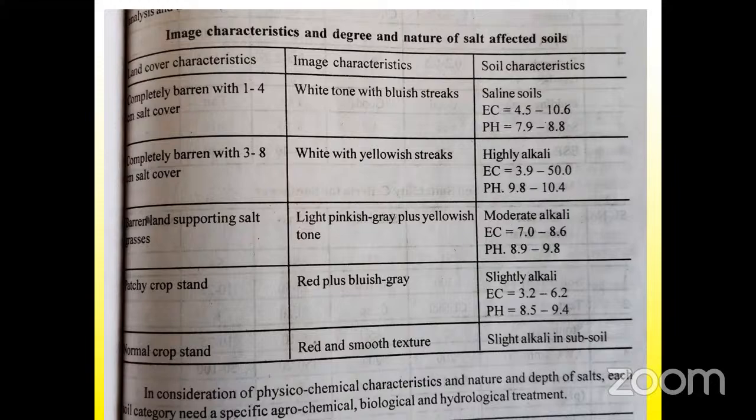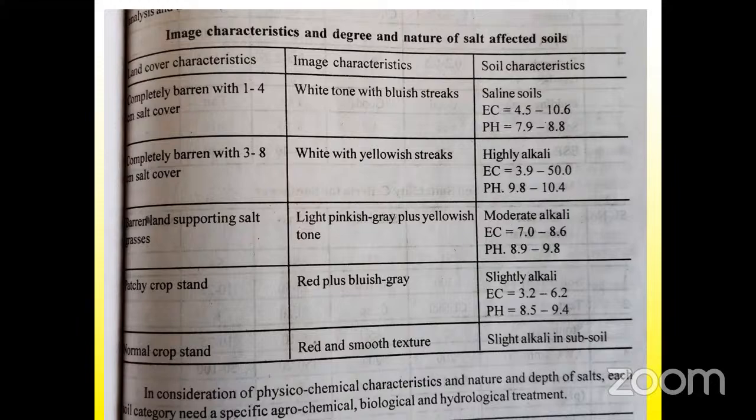Completely barren with 1 to 4 centimeters of salt cover. The salt may be covering different areas. The pH is almost 7.9 to 8.8. Alkaline, saline will be there. We can see salt here. The thickness is 1 to 4 centimeters, covering the salt material on the surface.